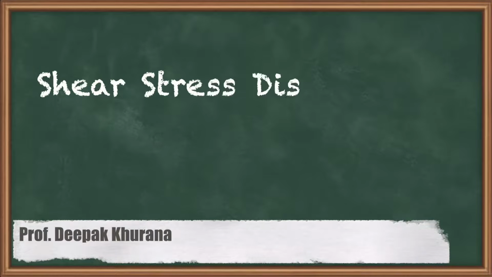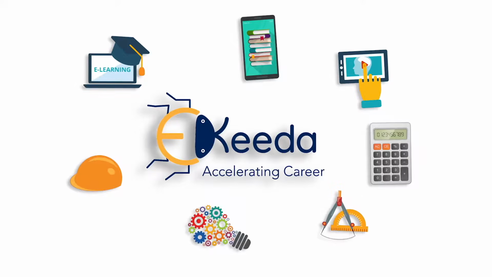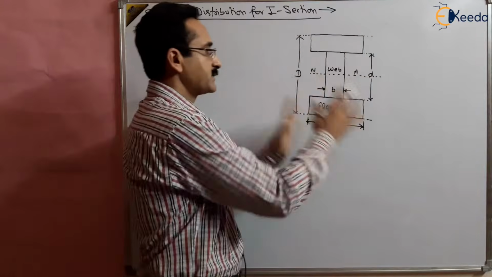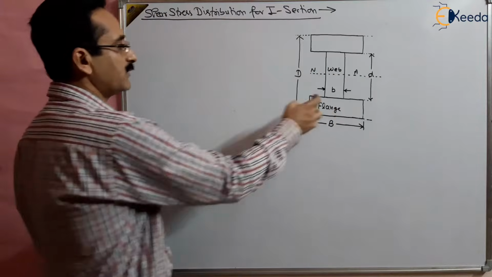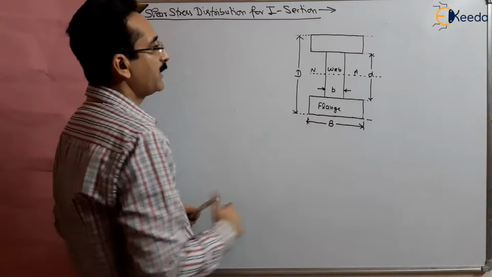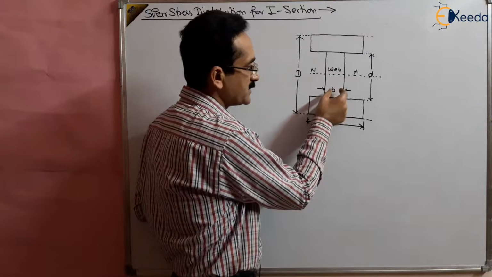Hello students, in this session we are going to study the shear stress distribution in I section. We have a uniform I section in which equal flanges are there. The length and thickness of flanges are equal. And there is a web of thickness b.